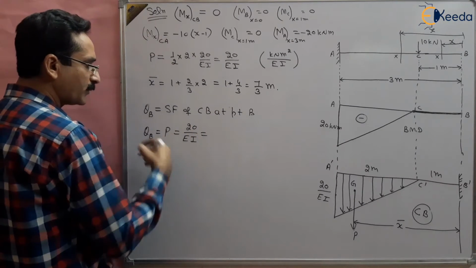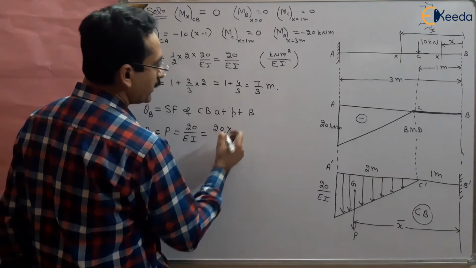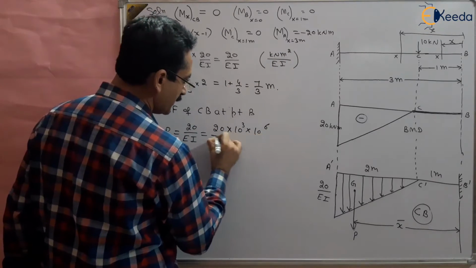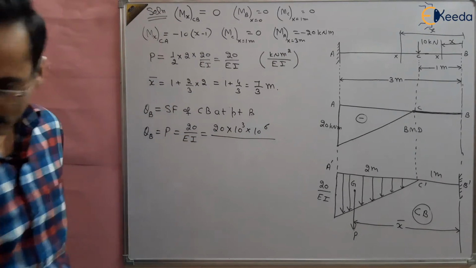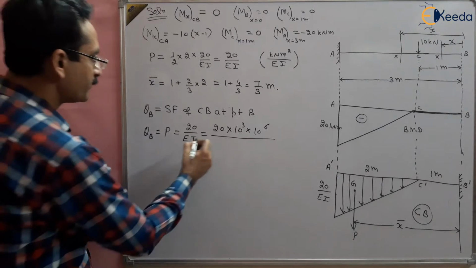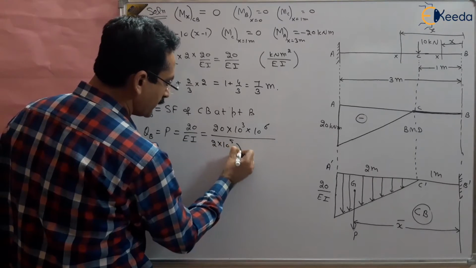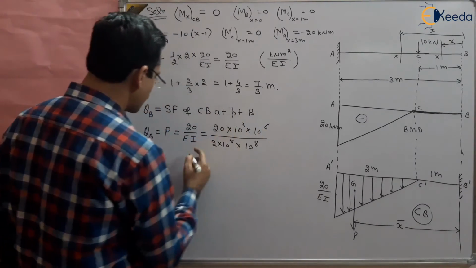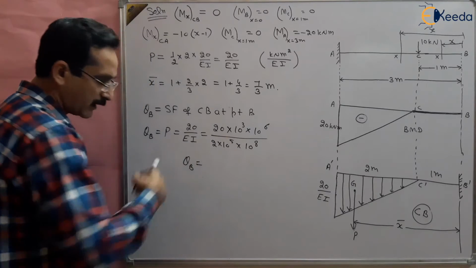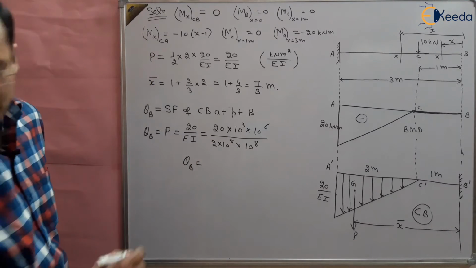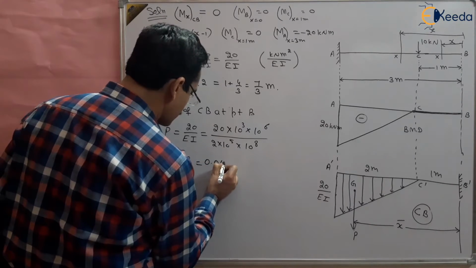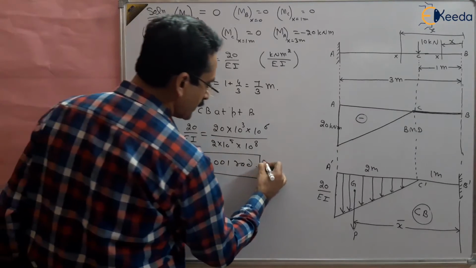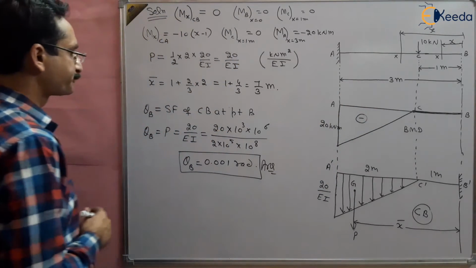and if we want to find it mathematically, that is 20 multiplied by kilo, 1000, meter square, so 10 power 6 millimeter square. E is given to us as 2 into 10 power 5 Newton per millimeter square, and I is 10 power 8 millimeter power 4. So the answer will come in radians. Solving it, theta B in radians comes out to be 0.001 radians. This is one of the answers, the slope at the free end.